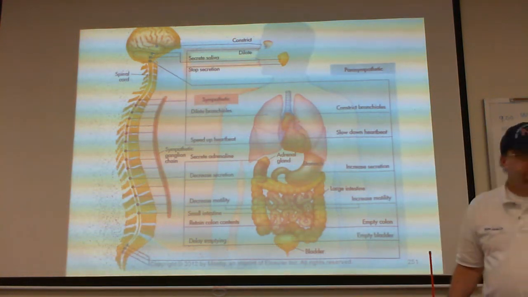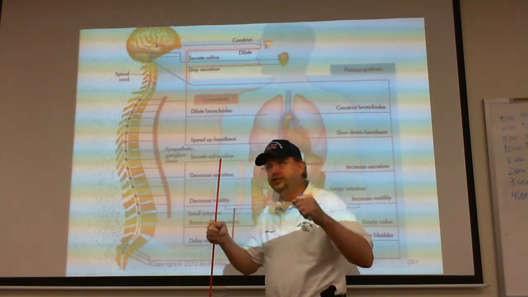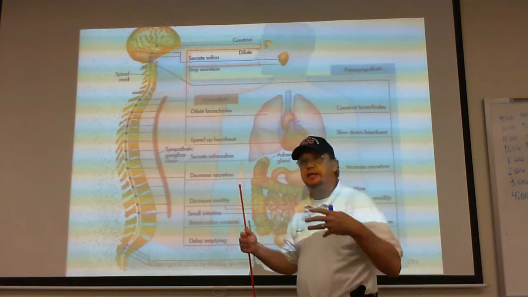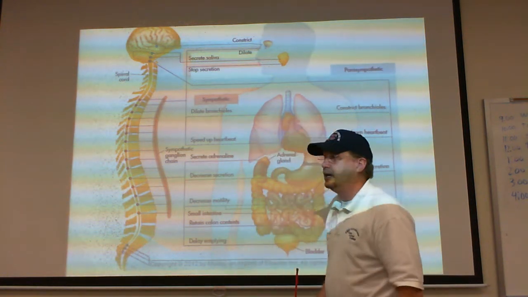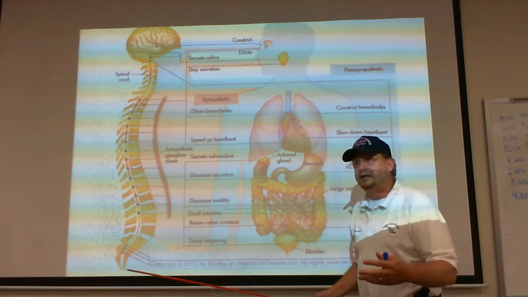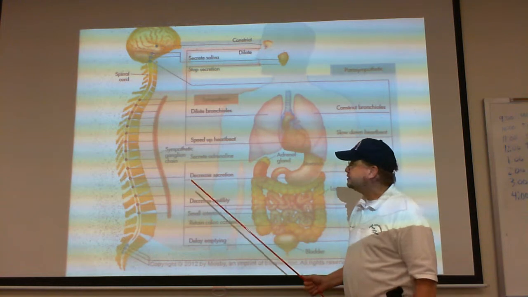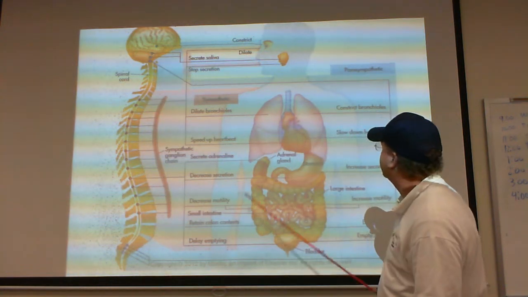For your vessels, the sympathetic nervous system causes a lot of vessel constriction. My understanding is that in the peripheral vessels the parasympathetic nervous system doesn't play as large a role on the vessel side. There probably is some vasodilation that occurs as a result of the parasympathetic nervous system.